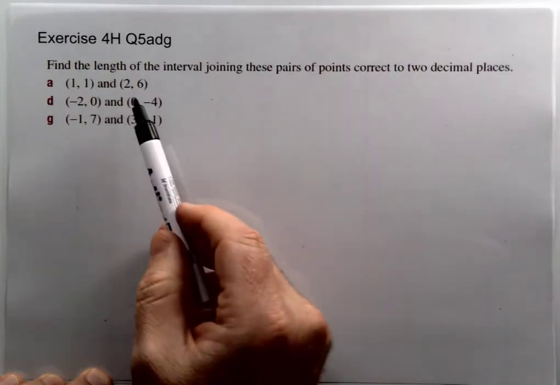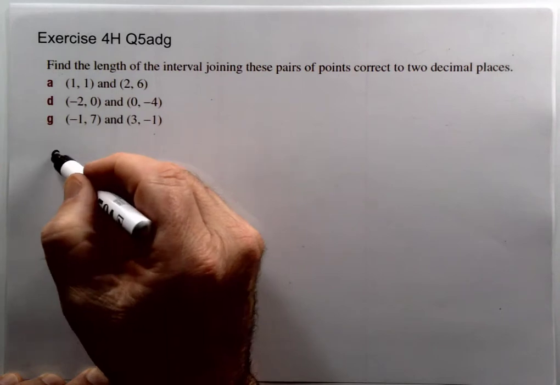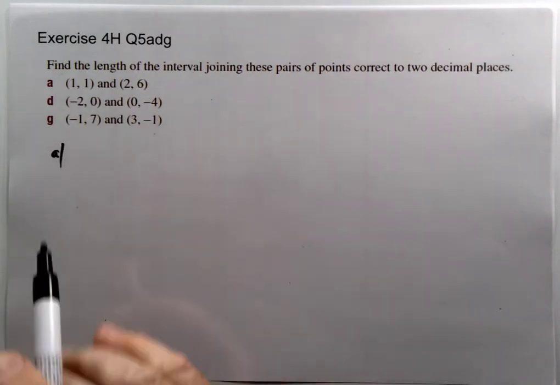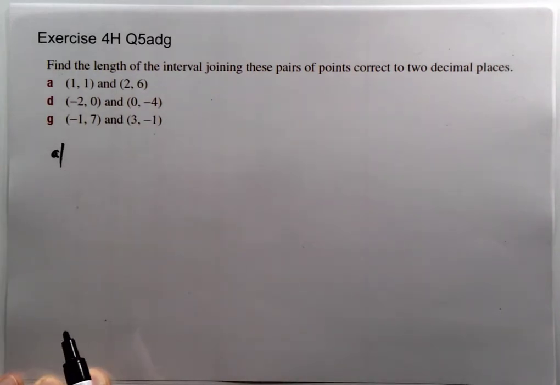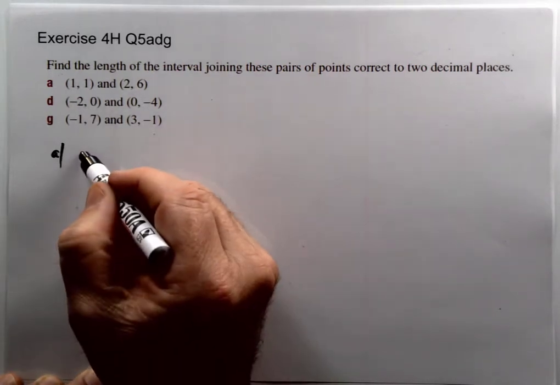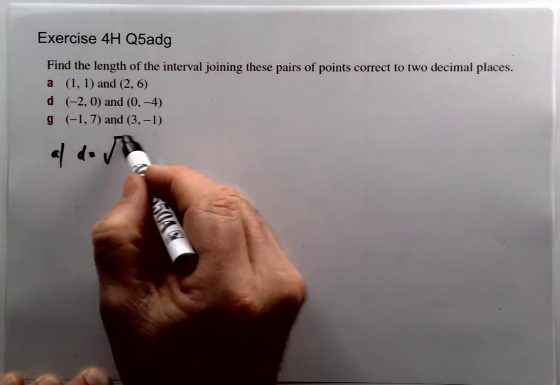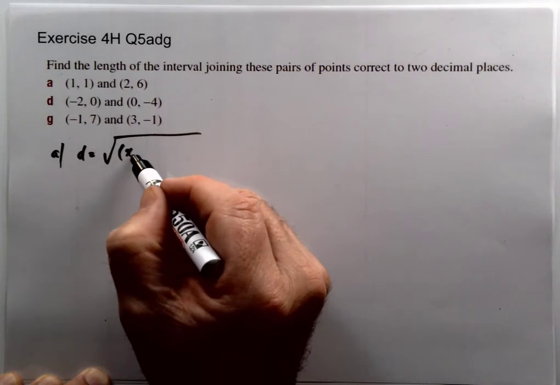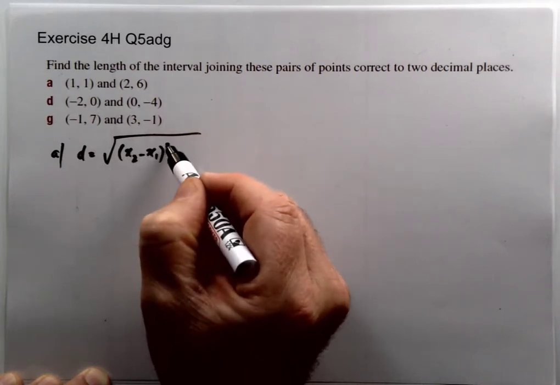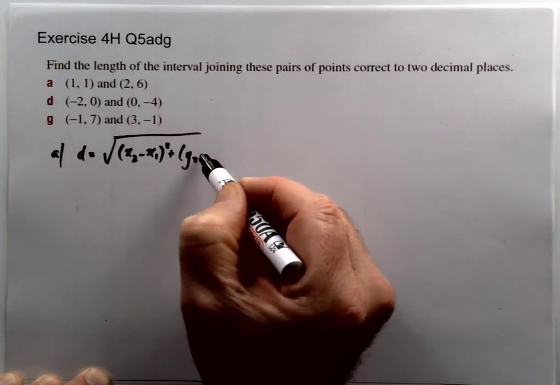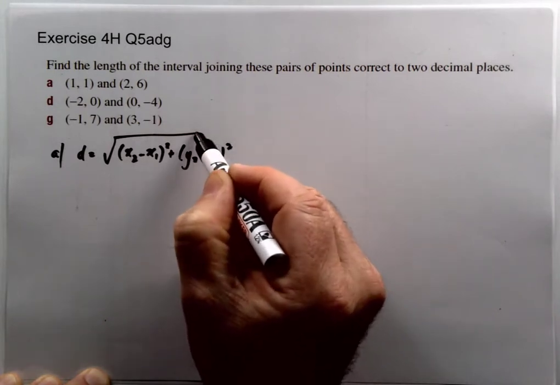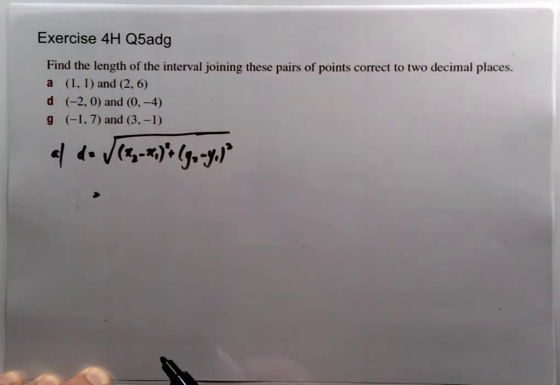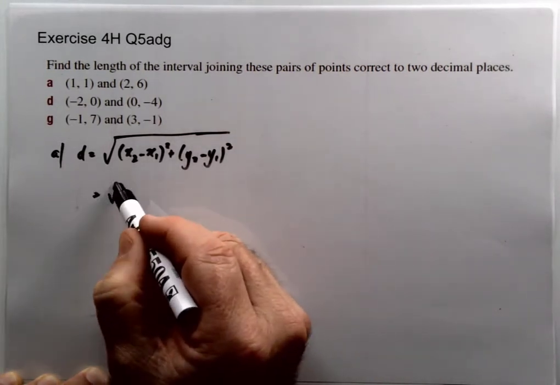Okay, we're going to work out the length of these intervals here. Again, look, I'll do the first one in a more formal manner, but then we'll just go through and use the same method I showed you in the examples. So the formal method is we substitute into the equation: the distance is equal to the square root of (x2 minus x1) all squared plus (y2 minus y1) all squared. It's exactly what we were doing before, but let's see how that comes about.